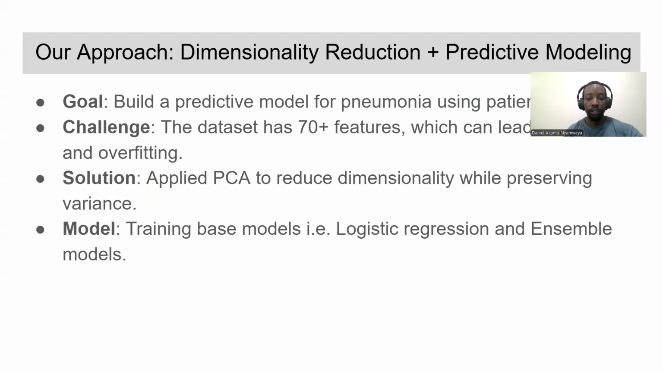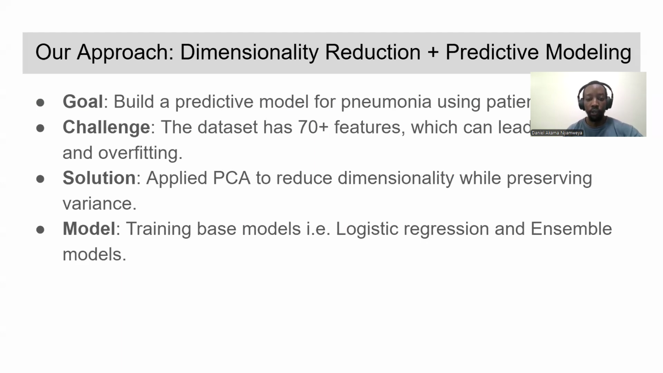Our approach was quite simple: dimensionality reduction coupled with predictive modeling. The dataset that I used in this particular research study had over 70 features. To be quite honest, it had around 83 features, full of a lot of information. So you can clearly see there was high dimensionality. And the thing that comes with high dimensionality is what is called the curse of dimensionality, where instead of the model generalizing properly, it overfits.